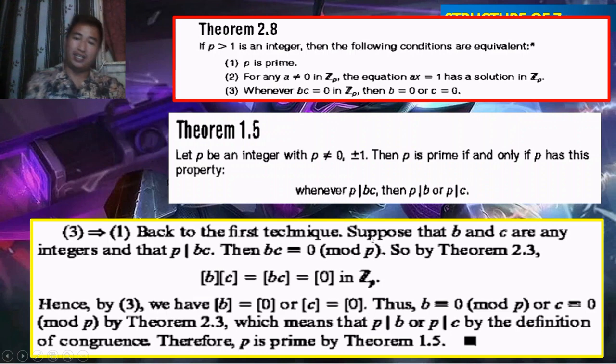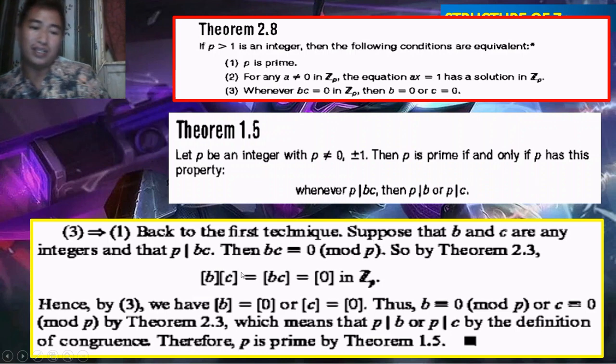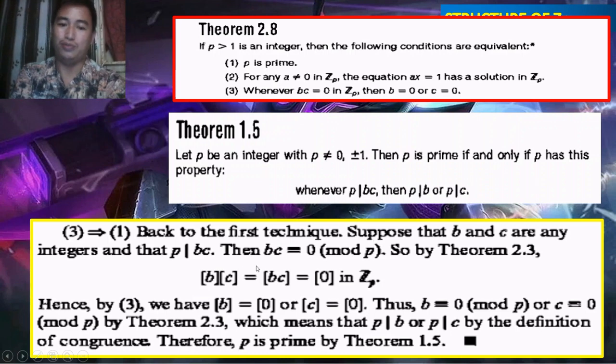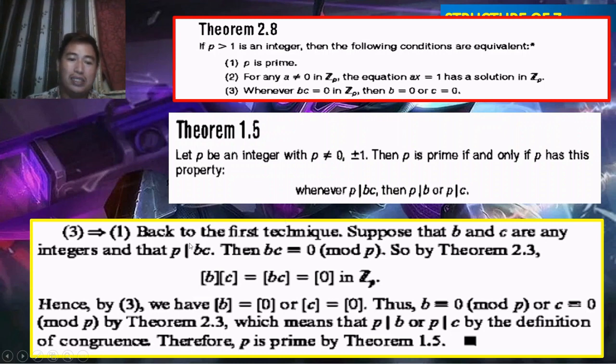So, back to the first technique. Okay, first technique class, magamit na po siya class og bracket o gatong modulo. Okay, so back to the first technique. Suppose that B and C are any integers and that P divides BC. So, kanina na ito suppose P divides BC. So, ito na lang i-show na ito nga P divides B or P divides C. Then, P is prime na dayan.